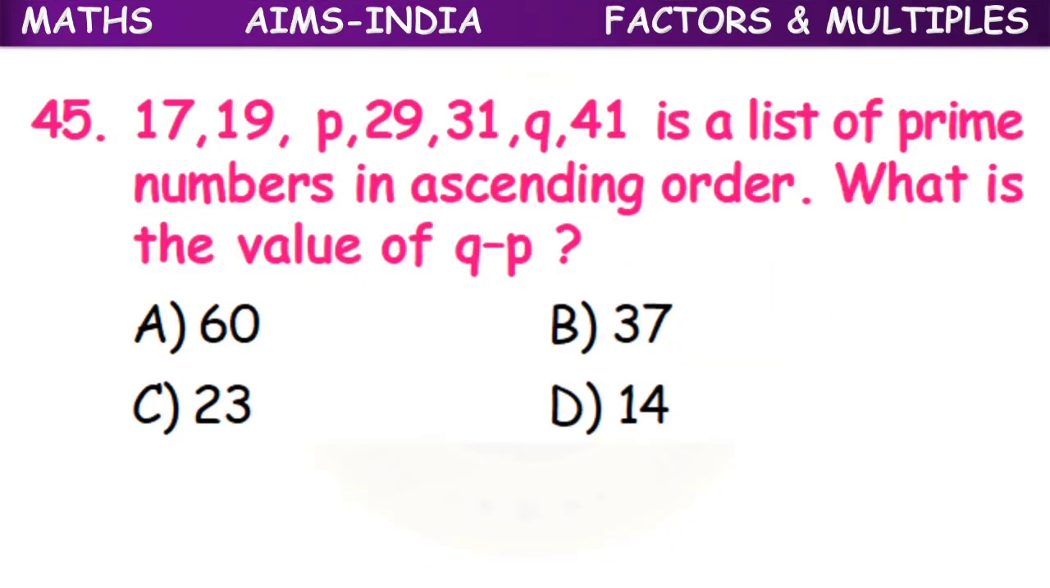Next question. 17, 19, P, 29, 31, Q, 41 is a list of prime numbers in ascending order. What is the value of Q minus P? Now first, what is ascending order? Ascending order means small to big. Okay. Now what are prime numbers? Prime numbers are those numbers which have only 1 and itself as the factors. Yes. Now we have already learnt about prime numbers.